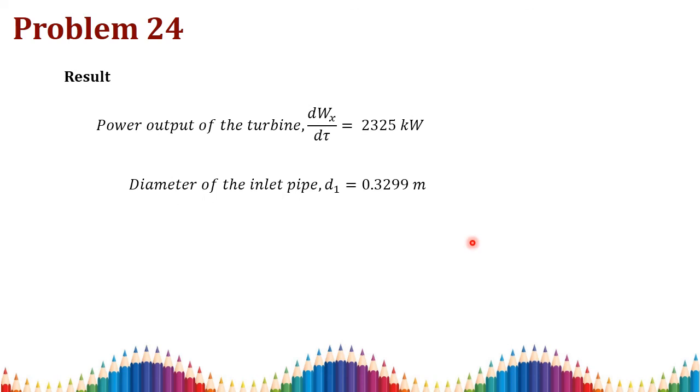As a result, the power output of the turbine dWx by d tau is 2325 kilowatt and the inlet diameter of the pipe is 0.3299 meter.